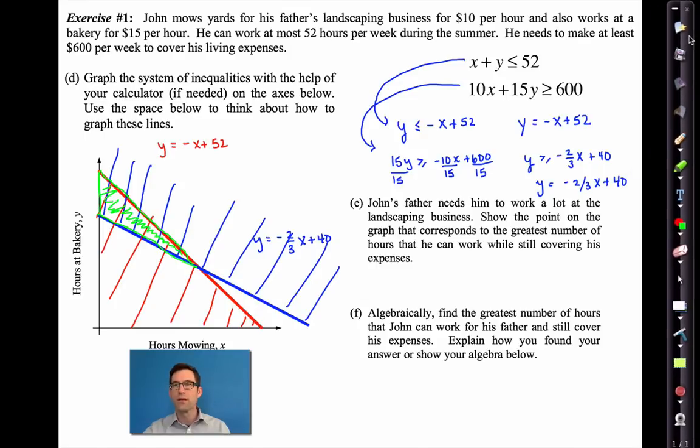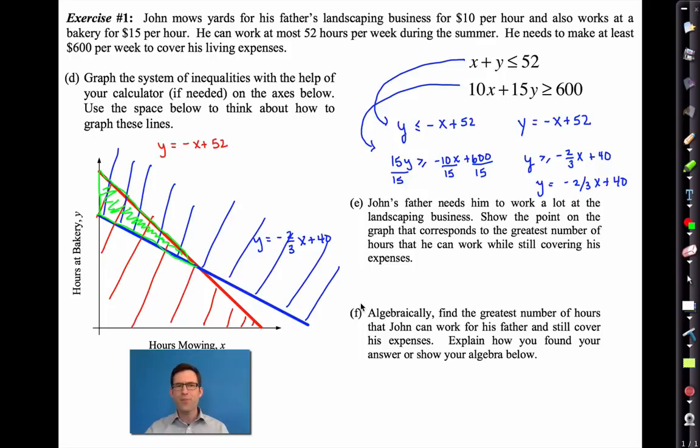That was kind of interesting. Move that guy back. Letter E. John's father needs him to work a lot at the landscaping business. Show the point on the graph that corresponds to the greatest number of hours that he can work while still covering his expenses. All right, so it's got to be a point somewhere in here. Points out here, right? He's mowing too much, right? Points in here are fine, right? If I'm in here, let's say I'm mowing in here, that's all right. So this has got to be it, right? Whatever point is the greatest amount that he can mow while still being in this region.